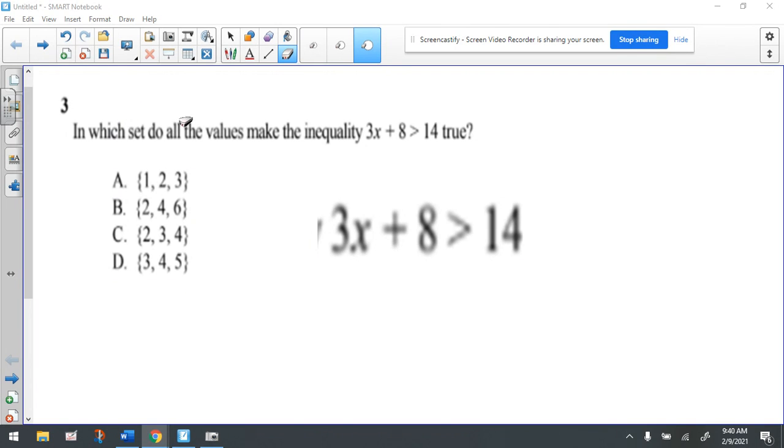It says, in which set do all the values make the inequality 3x + 8 > 14 true? All right, so we have a two-step inequality. We have multiplication and we have addition.